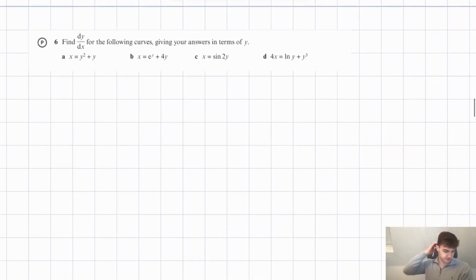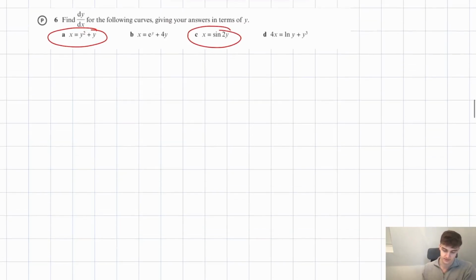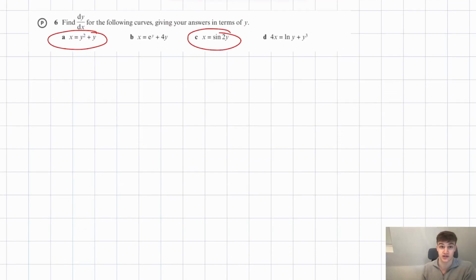Right, so, okay, question 6. These are problem solving questions. I'm not going to do all of these. I will do the odd ones, so I'll do A and C. If you're interested in the solutions to the other ones, again, get in touch. So we want to find dy by dx for the following curves, giving your answers in terms of y.